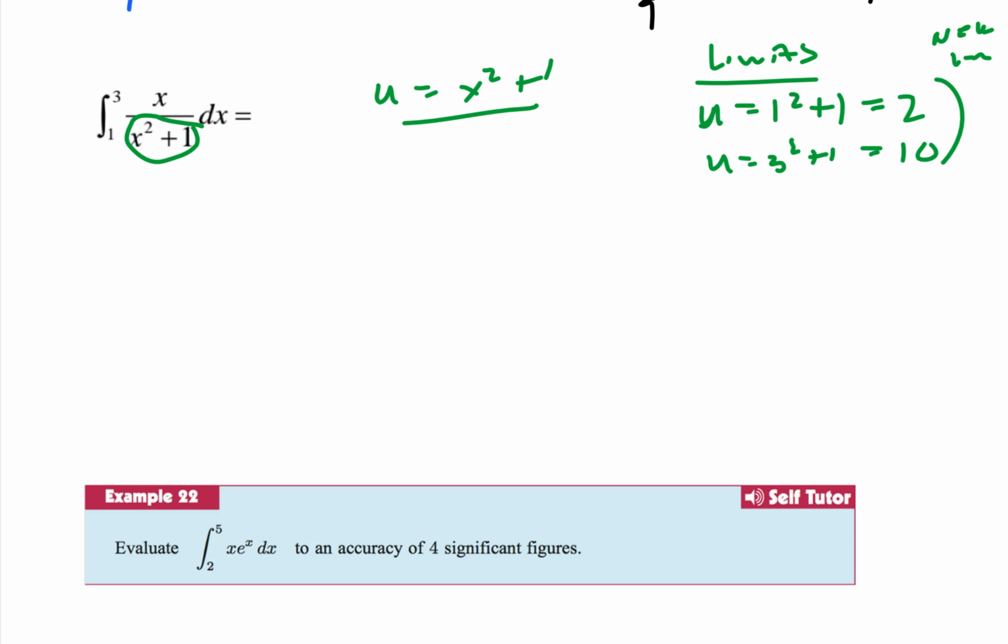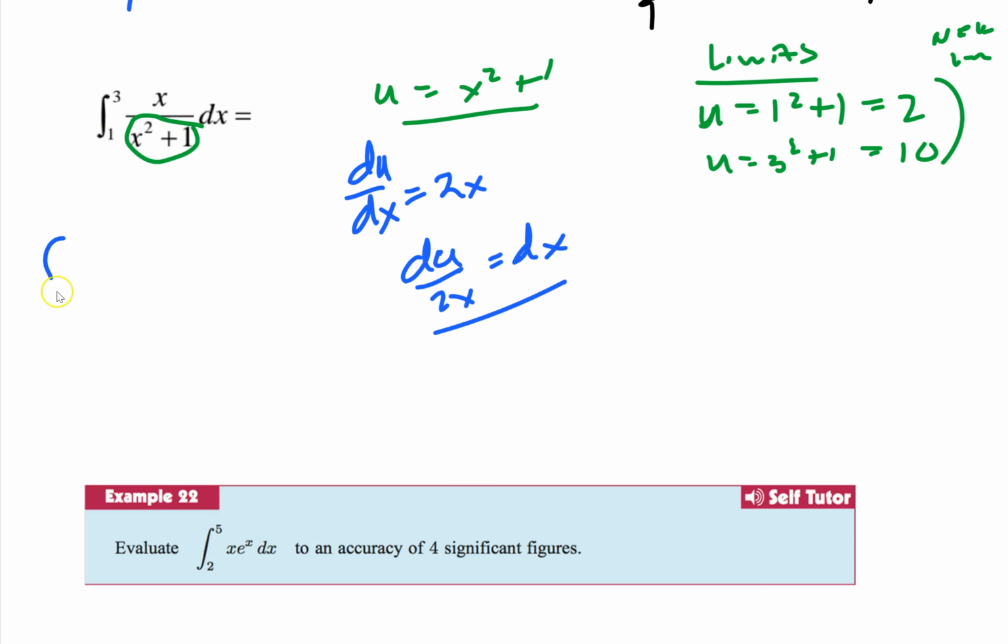So let's just do this real quick. If that's my u, we've got to take the derivative. So du over dx equals 2x. I'm just going to roll fast. du over 2x equals dx. Just multiply and divide by 2x. Now I can plug it all into my equation. So my new limits are 2 and 10.